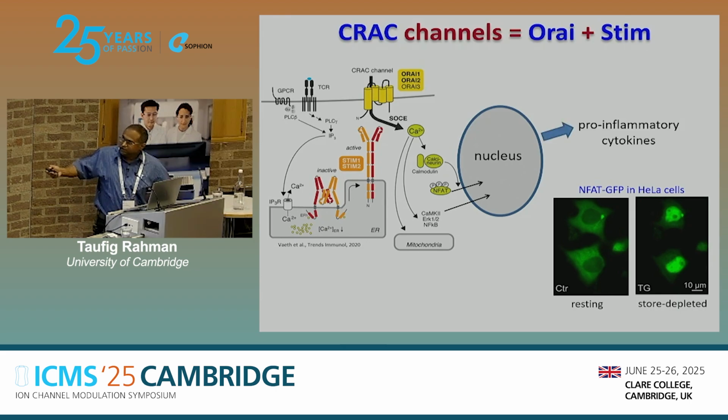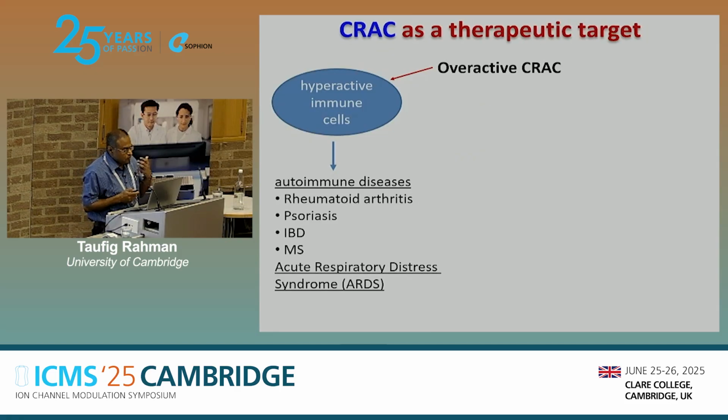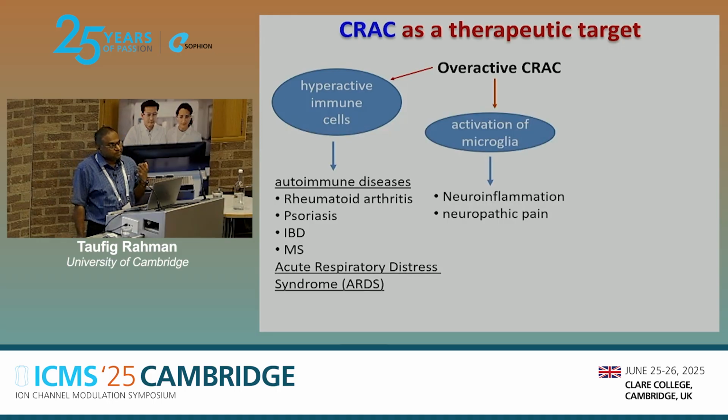So after going to the nucleus, NFAT obviously upregulates transcription of various pro-inflammatory cytokines. Many of them are also important for immune cell proliferation and function. So a lot of diseases are associated with hyperactive CRAC channels that lead to hyperactive immune cells, leading to all sorts of autoimmune disease and then ARDS. There are also immune-equivalent cells in the brain, the microglia. The overactive CRAC also leads to hyperactive microglia or microglial polarization, feeding forward to neuroinflammation and neuropathic pain.